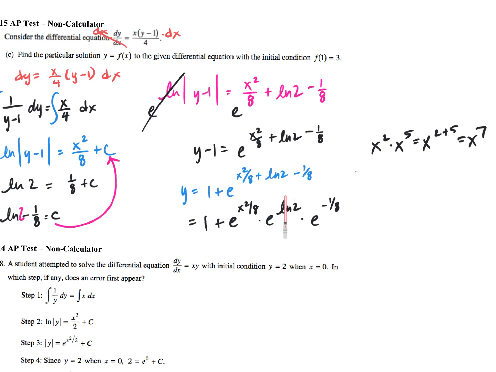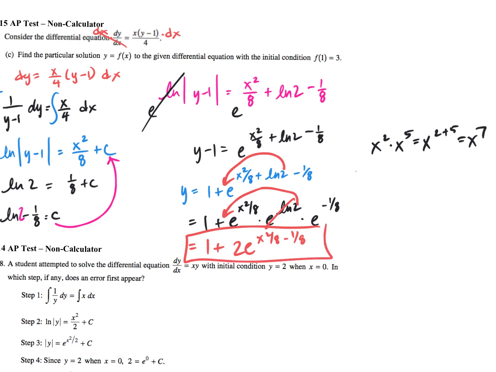So what does this get me? E to the ln of 2 gets me a 2 that I could bring out front. So we could say that's 1 plus 2 e to the x squared over 8 minus an 8th. The reason we didn't do plus or minus is because the y value is positive. We don't have to worry about it. It doesn't have to do with the x, just that y value.